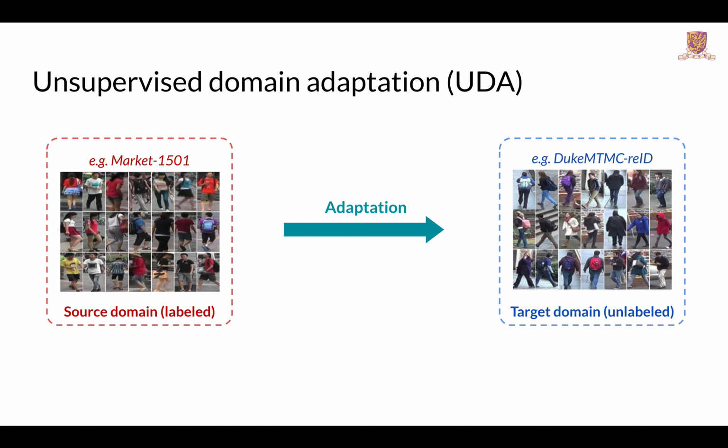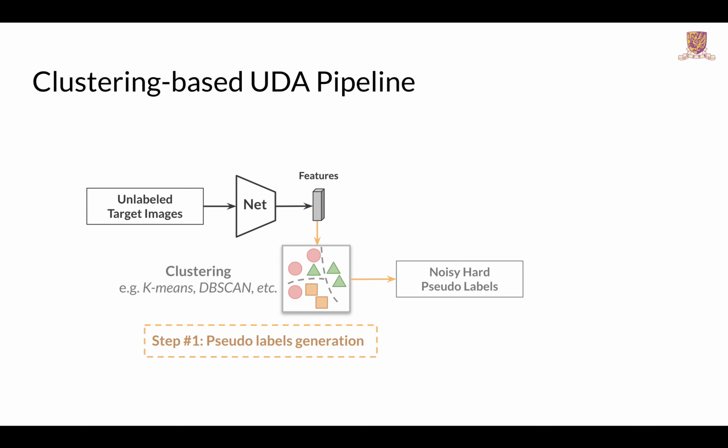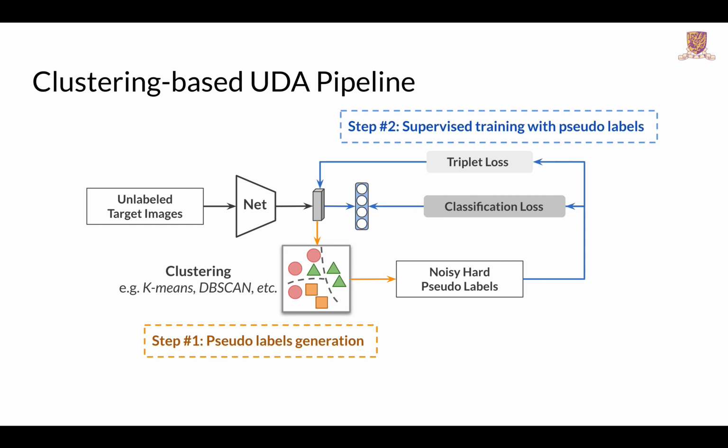the unlabeled target domain. The present work is based on a clustering-based pipeline, which has been shown to achieve state-of-the-art performance. Let's quickly review this pipeline. First, it generates pseudo-labels by clustering the person features. Then, the UDA problem can be cast as a fully supervised task with generated labels. The above two steps are alternated until the model converges.